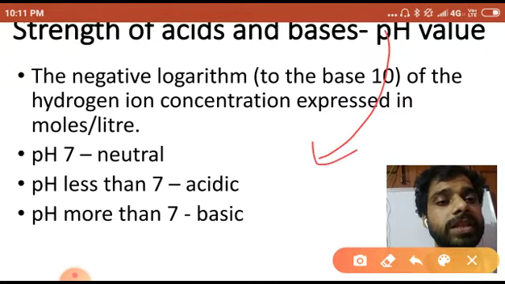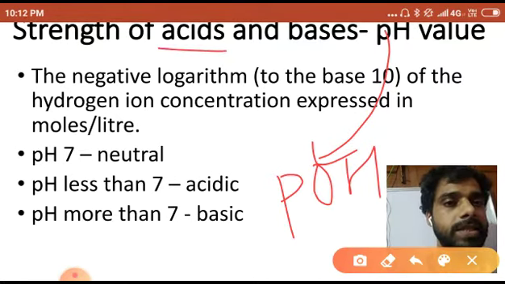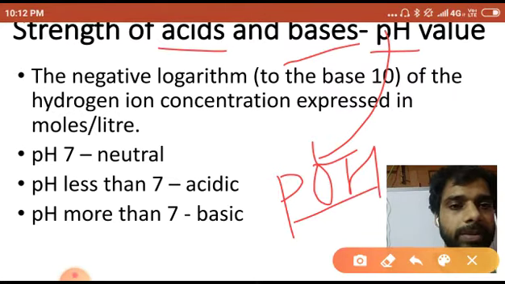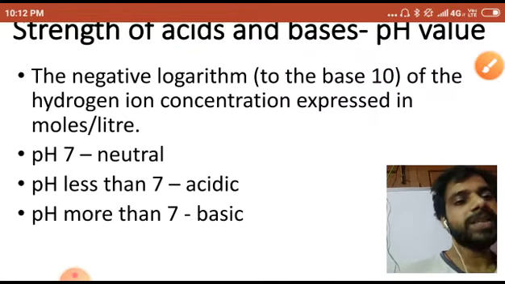Then what will you write? In that case you write pOH. Okay na? Like this one. Acids means pH, bases means pOH. Okay na? You have understood? So the strength of acids and bases you can calculate by pH values or pOH values. Okay na? How? And what is the pH value?